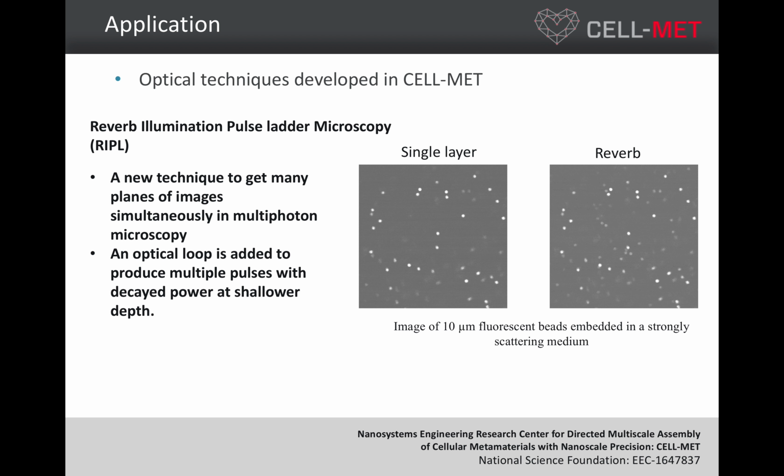You can see here that we can see more fluorescent beads through the reverb image, since we found a way to let the beads, which were previously embedded in the background, emerge. So in this way, you can see more beads and see multiple planes at the same time.